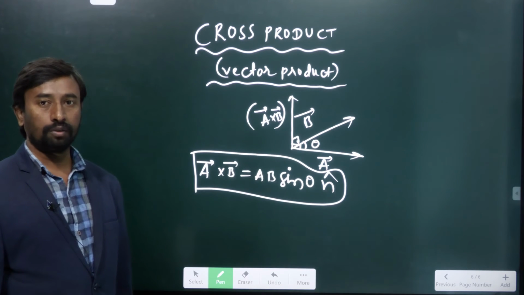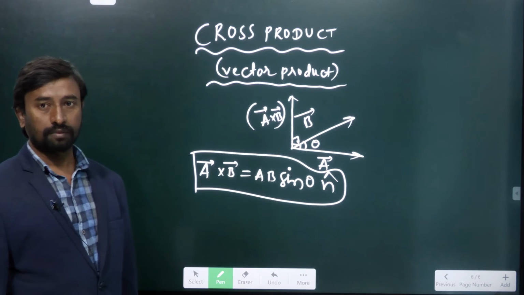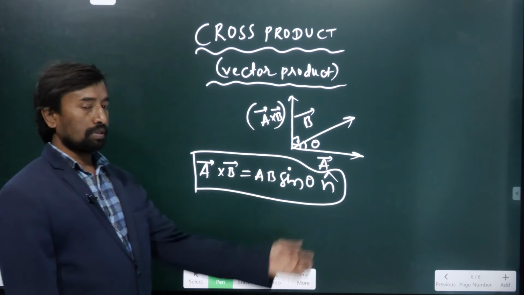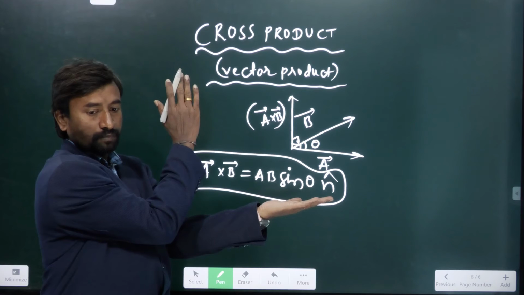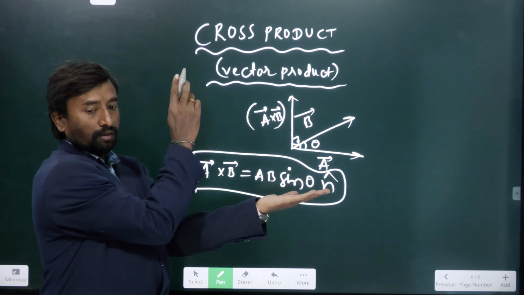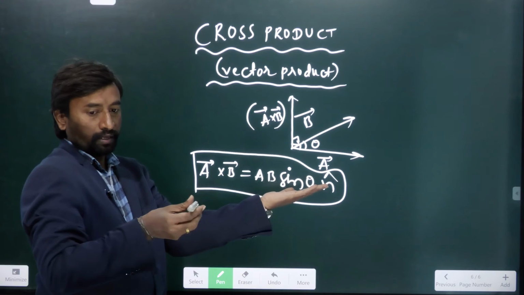Perpendicular to the plane of the two vectors. Okay, that is about the cross product. Suppose this is a vector, and this is another vector, and the resultant of these two vectors will be like this.